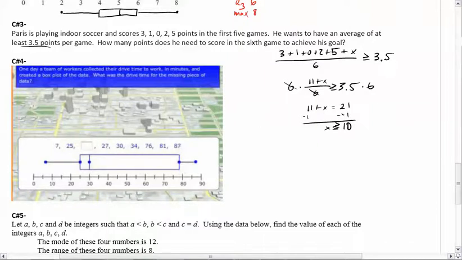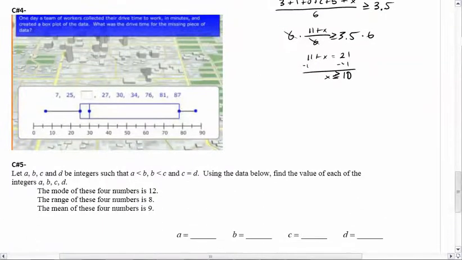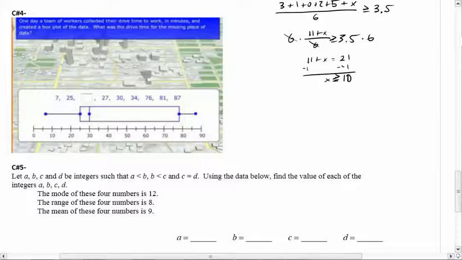So now we're going to move on to question number 4. And question number 4 is a little bit interesting. We got a box plot here. It says a team of workers collected their drive time to work in minutes and created a box plot of the data. What was the drive time for the missing piece of data?